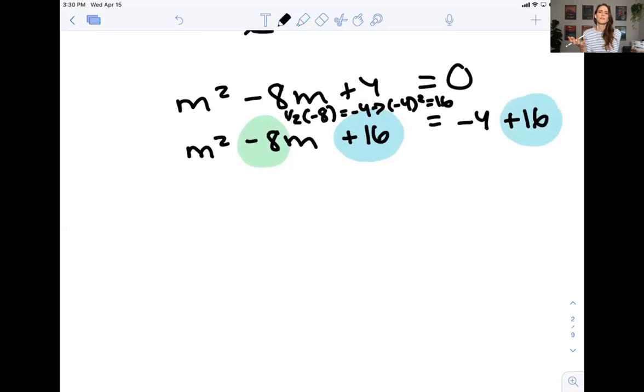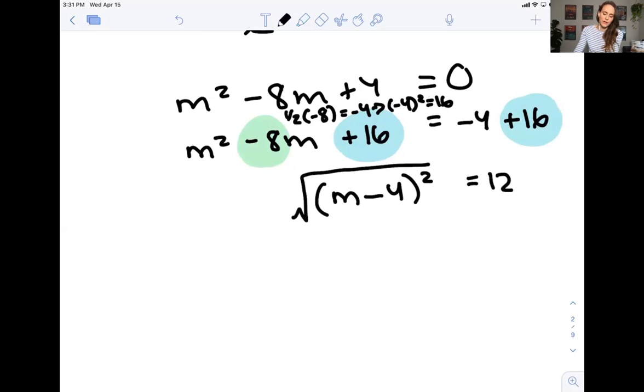The benefit of completing the square is you're going to get something that's really easy to factor because you made it a perfect square. So on the left-hand side, I just have (m minus 4) squared. And on the right-hand side, I have that equal to 12. Now I can take the square root of both sides, and I get m minus 4 equals plus or minus the square root of 12, right?